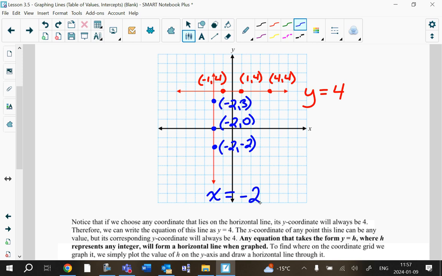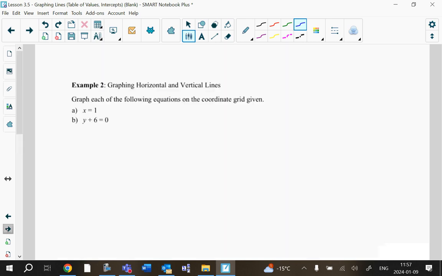So what do we get out of this? If you see an equation that has an x and y in it, it's going to be slanted. If you see an equation that has just an x in it, it's going to be vertical. You don't have to do a table of values for these ones. If it's got just a y in it, it's going to be horizontal. And again, you don't have to do a table when you're dealing with horizontal and vertical lines, or just x and just y. So the last example I want to look at today are these two.